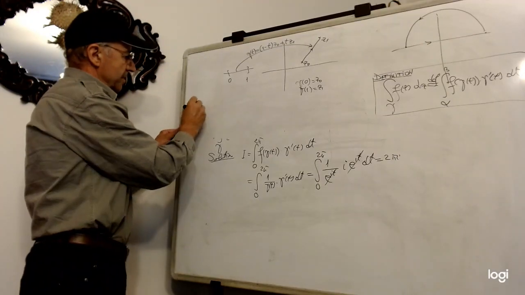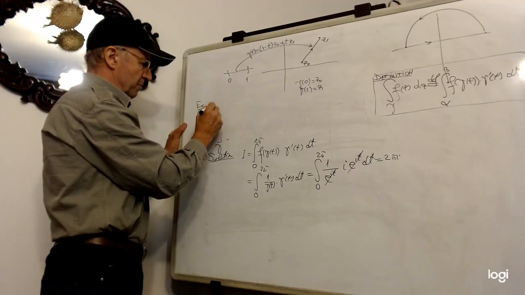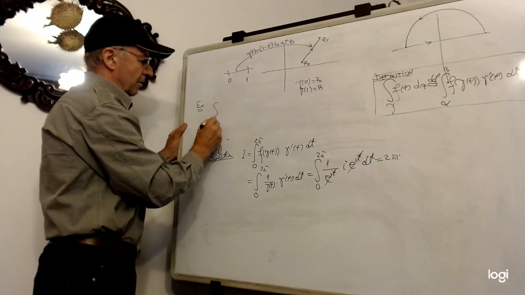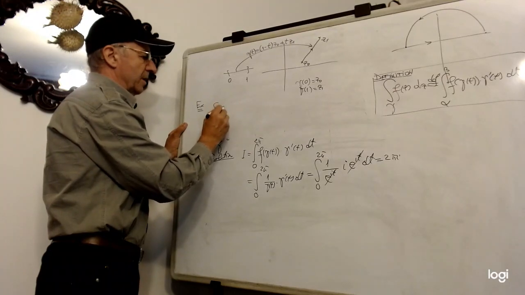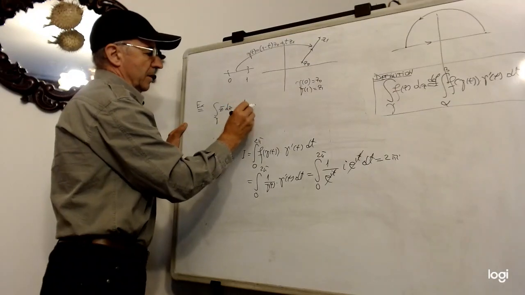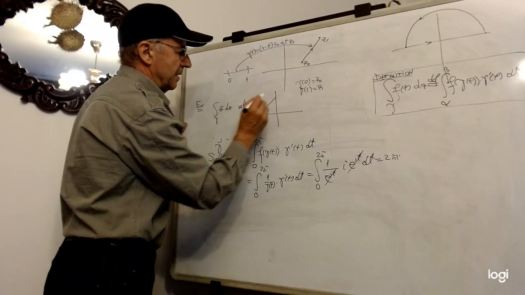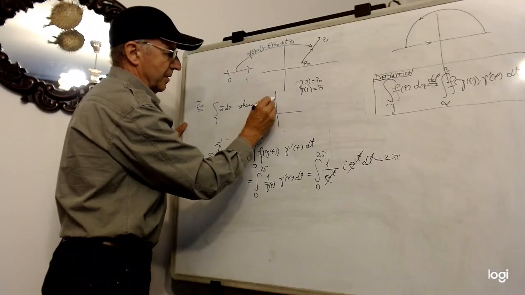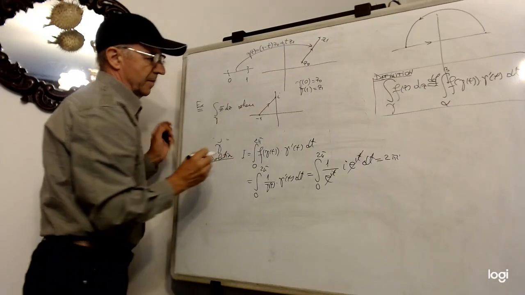Let us, as an exercise, try to compute the integral along gamma of the function z bar dz, where gamma is the path from this picture. Here is minus 1, i, in this direction.